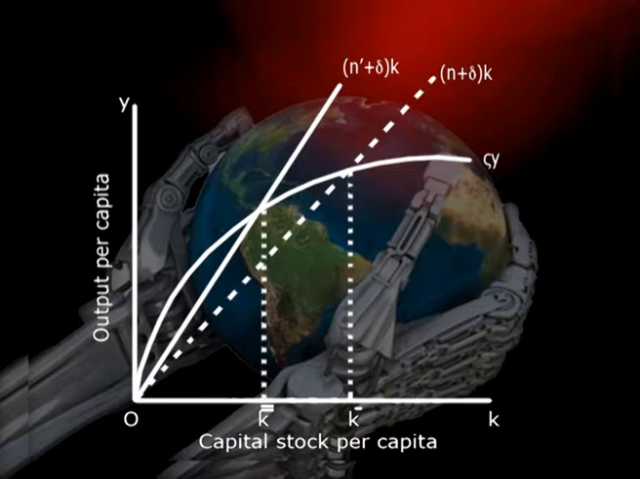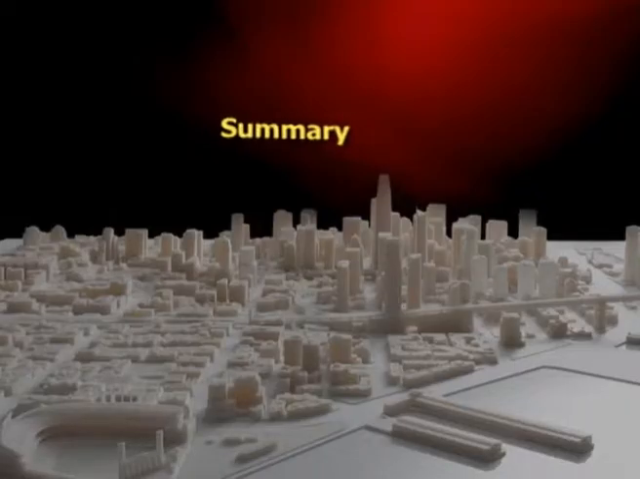As the population rises to n dash, the investment per capita becomes lower than the investment required to maintain the capital per worker. Thus, capital stock per worker keeps declining from the steady state K bar to the new steady state K double bar. Let us summarize.